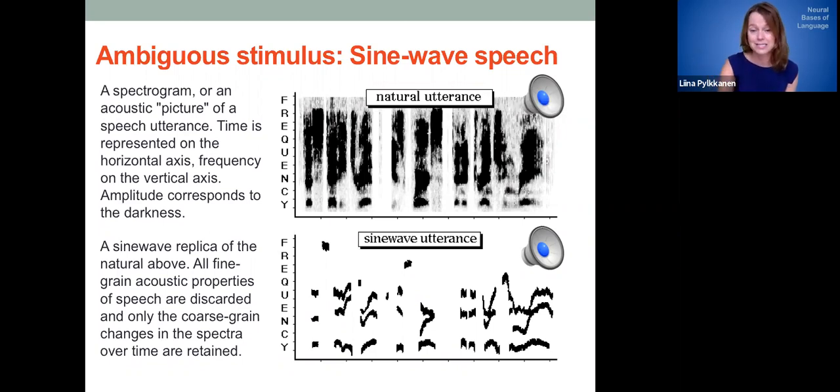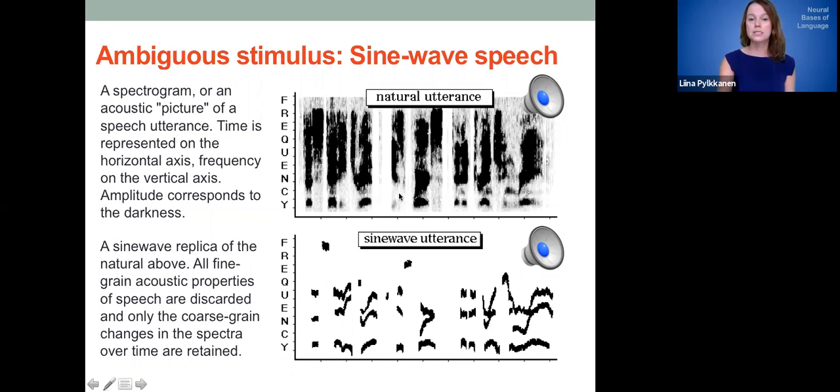And I'll play the sine wave utterance back to you now, and you'll notice a radical change in your perception. So now, if you hadn't heard that sine wave utterance before, there should have been this really robust pop-out effect where the utterance is all of a sudden completely clear.